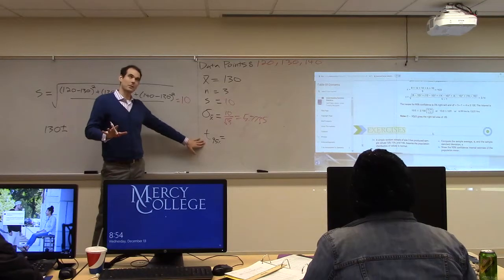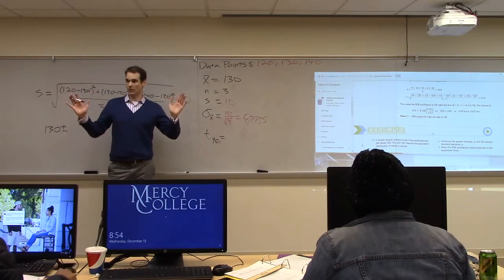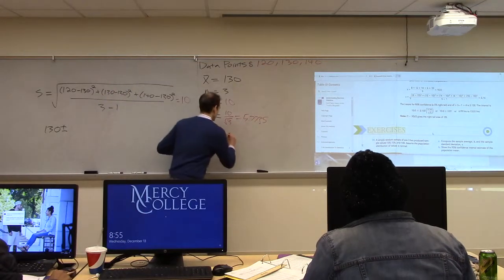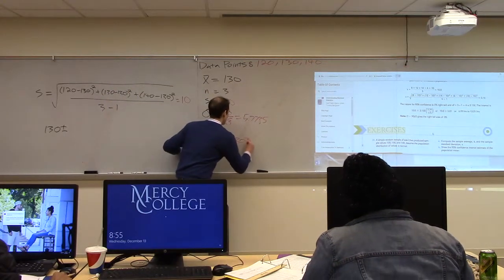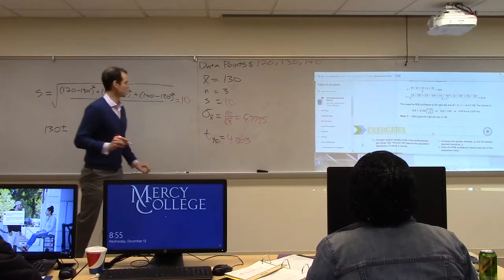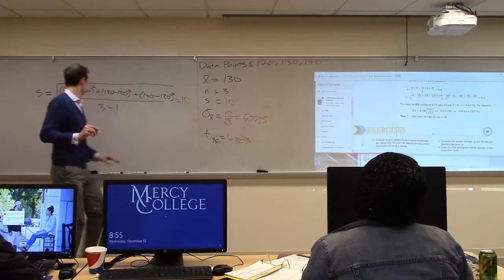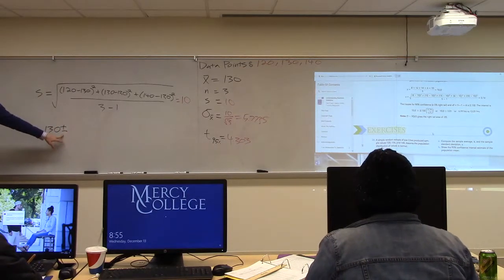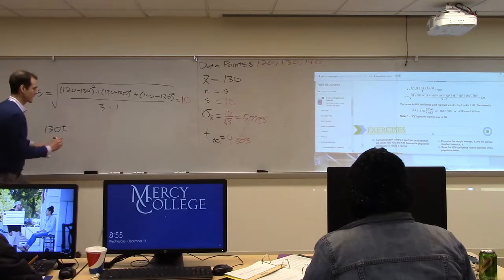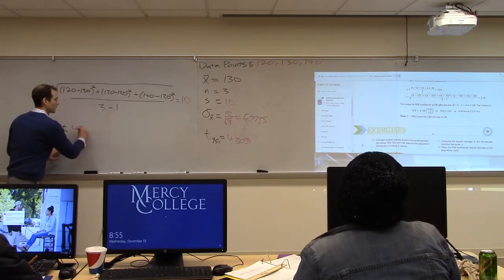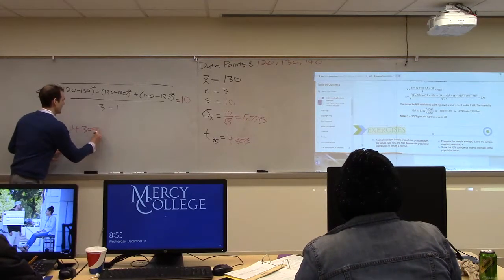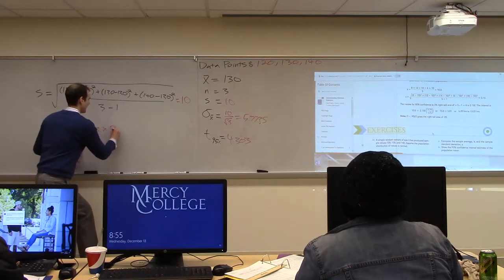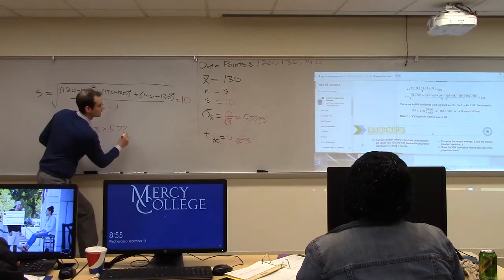And again, 95% confident, 2.5% in either tail. What would be our t-value? 4.303. Alright, 4.303. So we have all the components we need. We've got our sample mean of 130, plus or minus some number of standard errors. How many standard errors? 4.303 times our standard error, 5.7735.